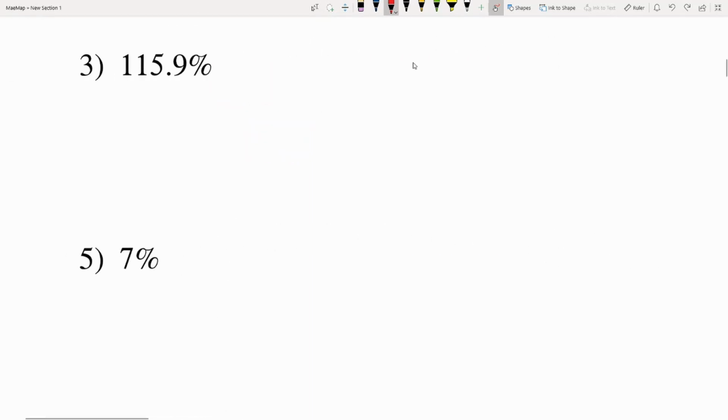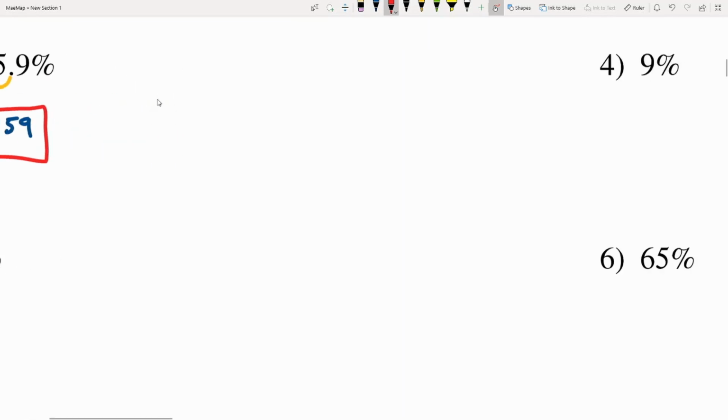In number 3, we can see that we have 115 and 9/10%. So the decimal place is right here. We're going to move it 2 times, 1, 2, to the left, so we're dividing by 100. This will leave us with 1.159 as our decimal in number 3, or 1 and 159 thousandths.